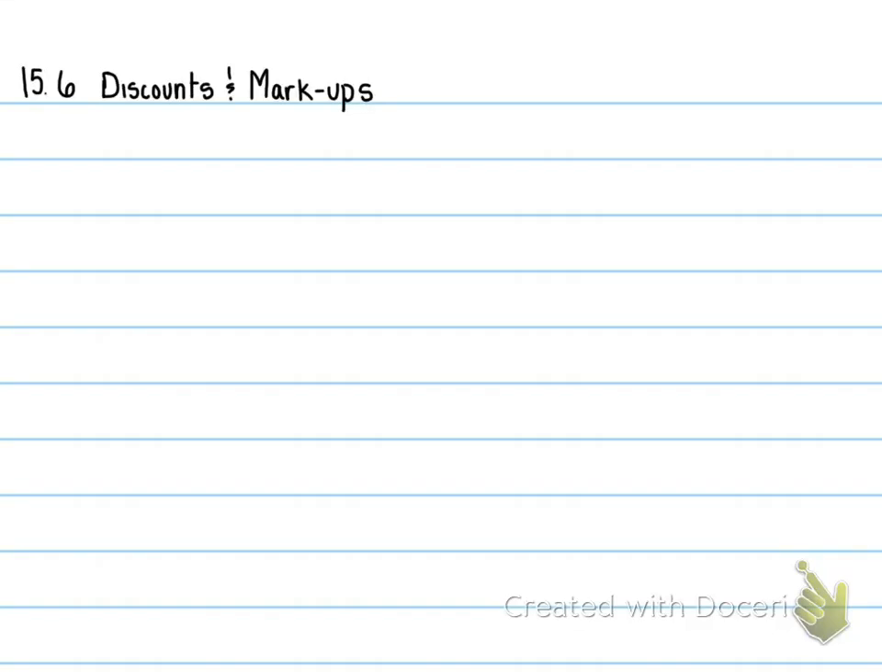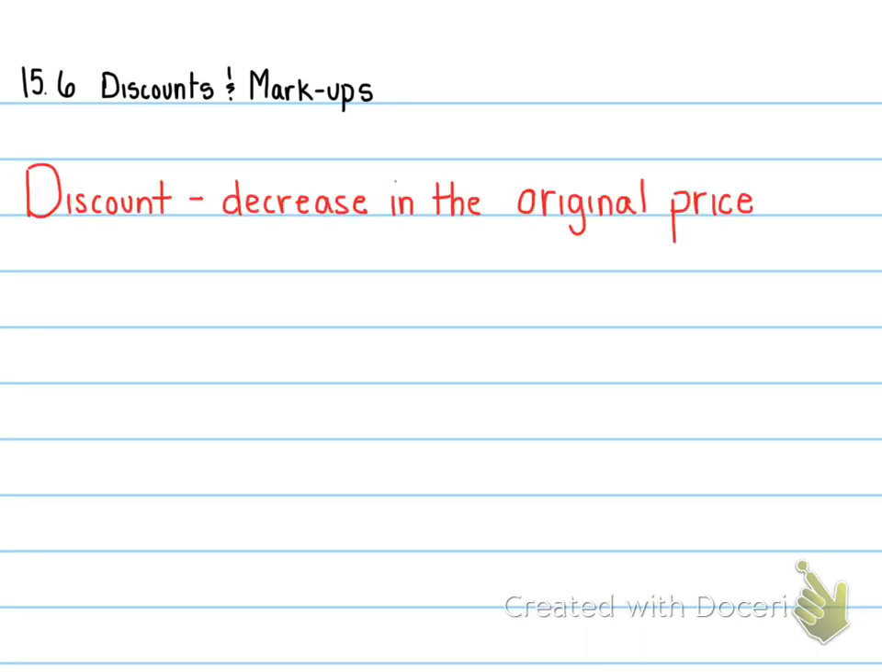In 15.6, we are going to be talking about discounts and markups. We know that a discount is a decrease in the original price of an item. So that's basically when you go somewhere and something is on sale.